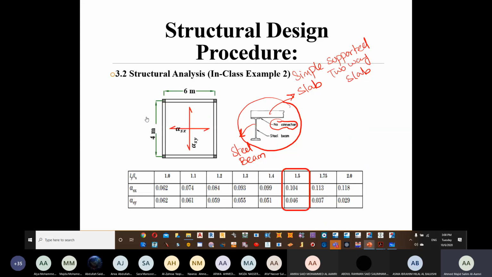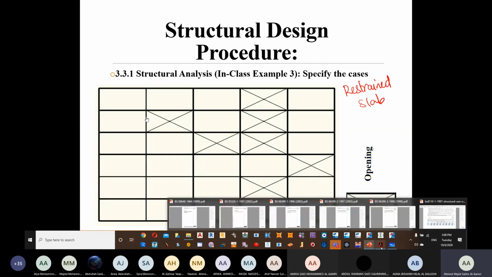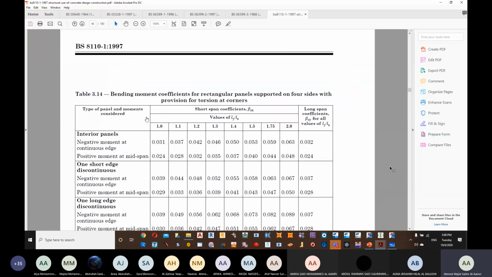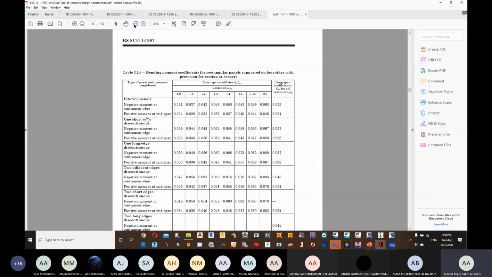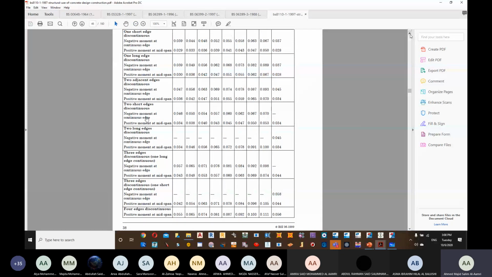Now, if we go out to our BS code, this is the table that we said is going to be for a two-way slab, but it's simple. And then we have this other table, for a two-way slab which is restraint.